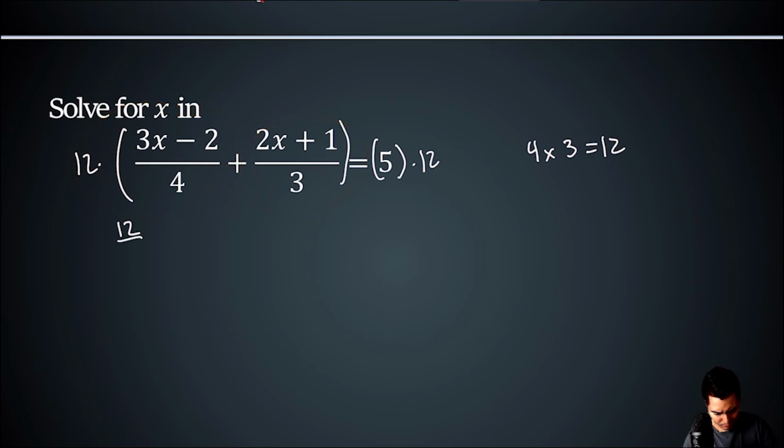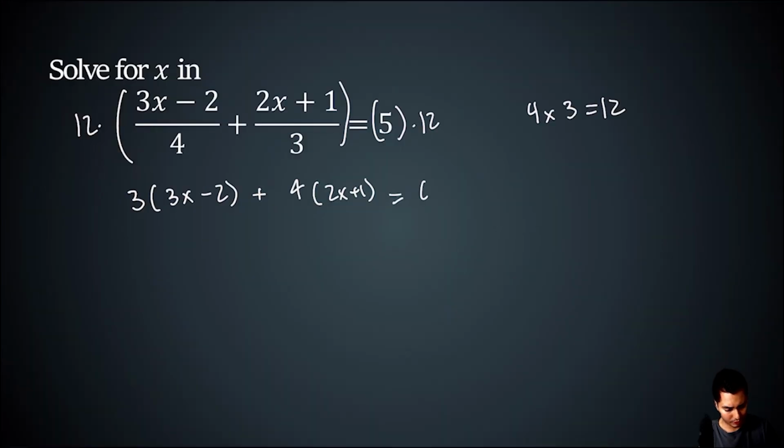We have 12 over 4 times (3x - 2), and 12 over 4 is going to be 3, plus another 12 over 3 times (2x + 1), and 12 over 3 is a 4, is equal to 5 times 12, which is 60. Okay, and then again, we're going to have to distribute each of these terms here. So 3 times 3x is going to be 9x, minus 3 times 2 is a 6, plus a 4 times 2x is 8x, plus a 4 times 1 is 4, is equal to 60.